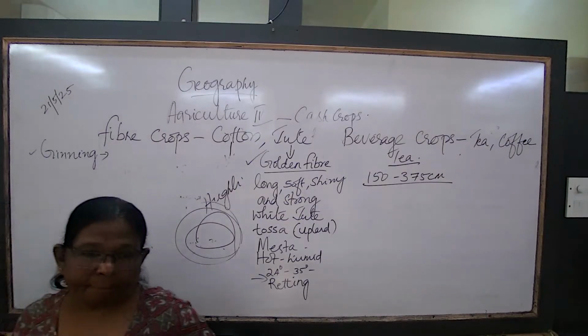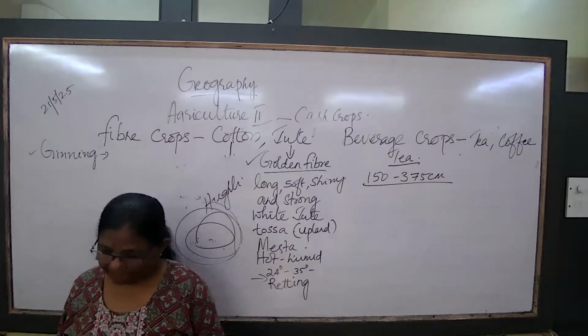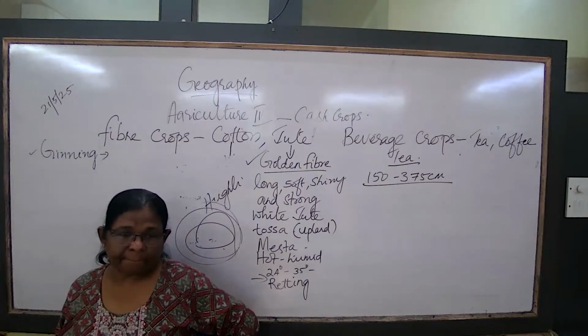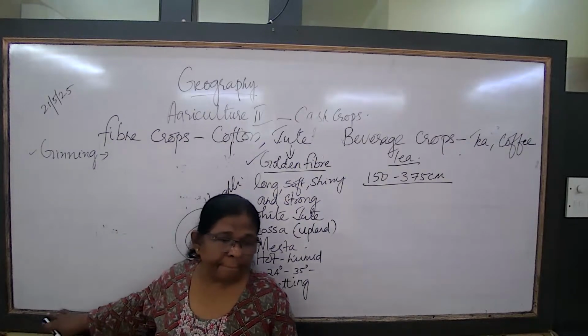Tea gardens are set up on hilly slopes because the high altitude provides the required climatic conditions. The slopes protect the crop from annual inundations and stagnant water.